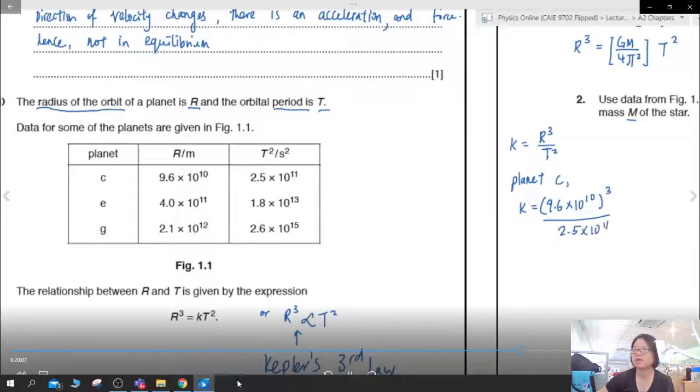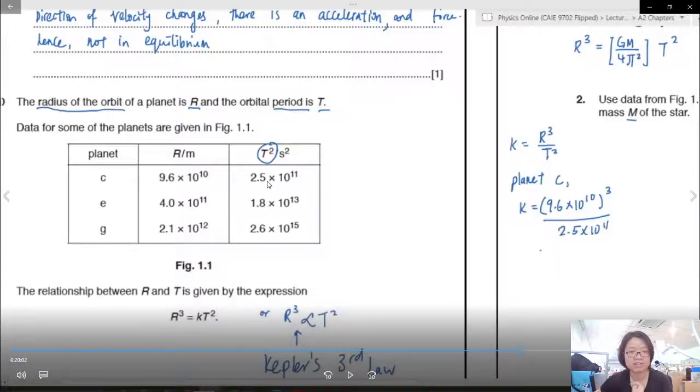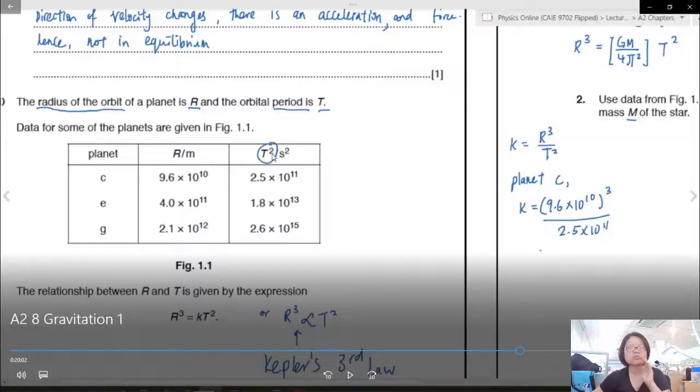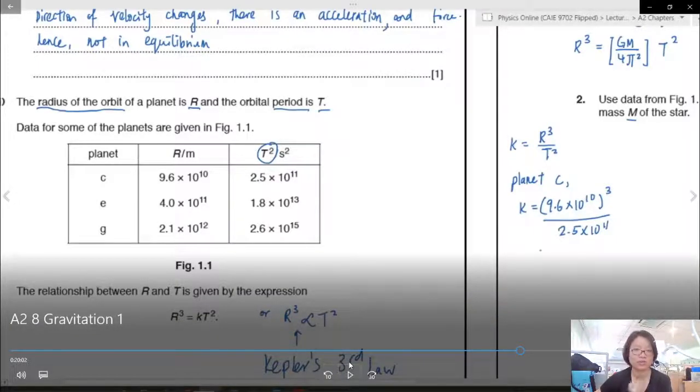Okay, so here is where I want to catch something first. R cubed over T squared, you will take 9.6 times 10 to the power of 10, cubed, but you divide straight with 2.5 times 10 to the power of 11. This one no need to square. Ask me why? Because there's a square here. So many people go and square. And then wrong. So sad. Okay, I'll teach you how to catch yourself when it's wrong, but we shall continue first.